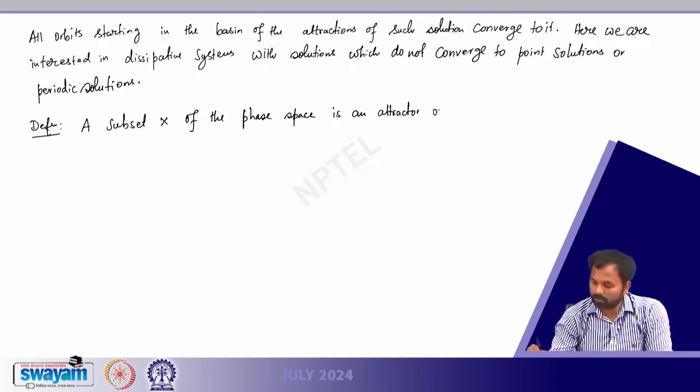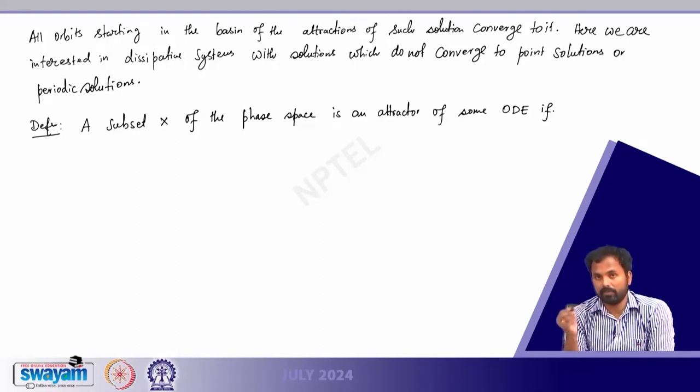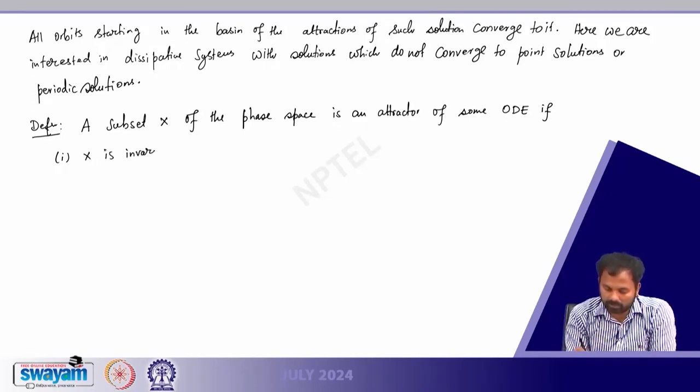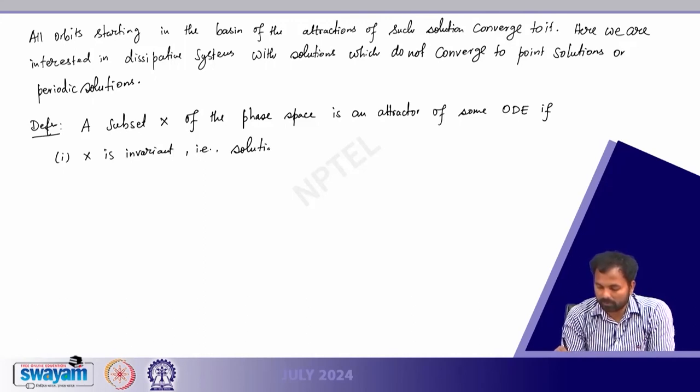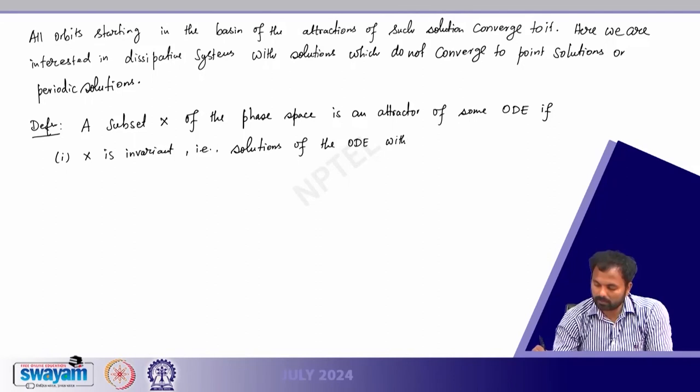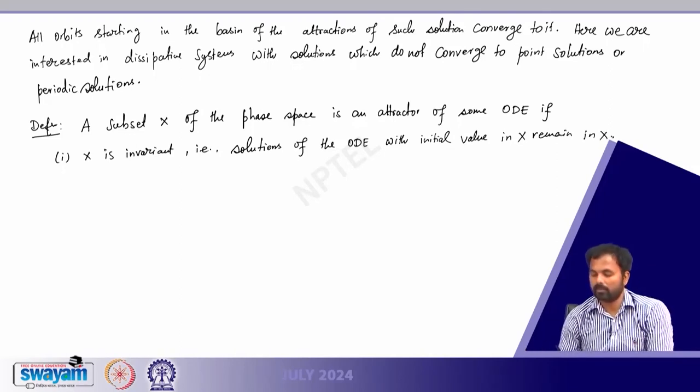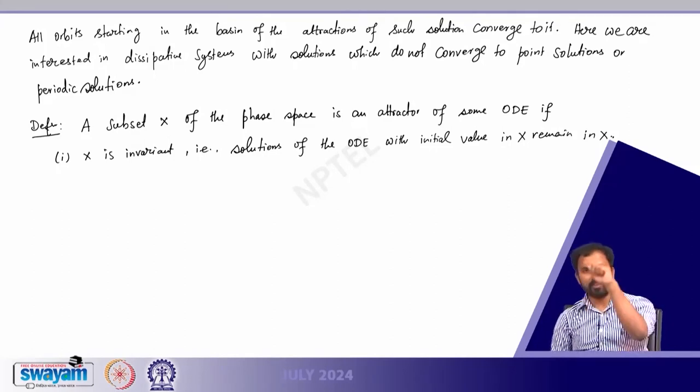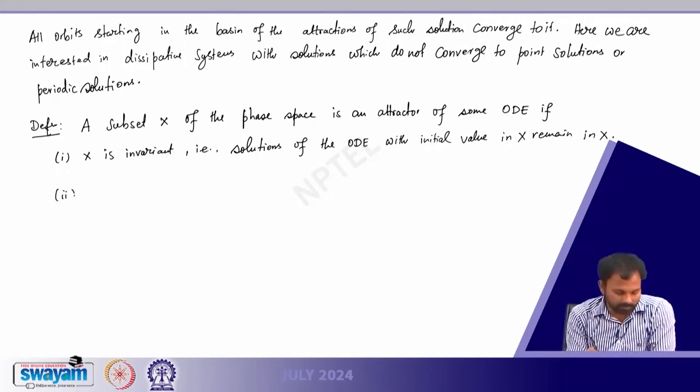A subset X of the phase space is an attractor for some ODE, if we call it an attractor of the given ODE, if number one property is X is invariant. That means X is not changing with respect to time. X is invariant, that is, solutions of the ODE with initial value in X remain in X. So, if the solution is starting within this subset, then it will remain in that subset, it will not go outside. Of course, initial value has to be also in that subset X. So, that is what we mean by invariant.